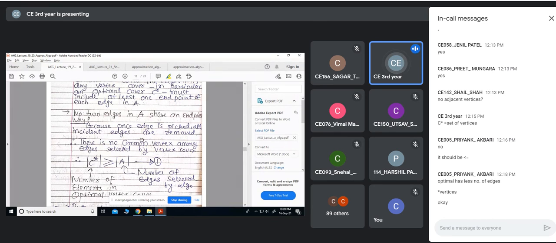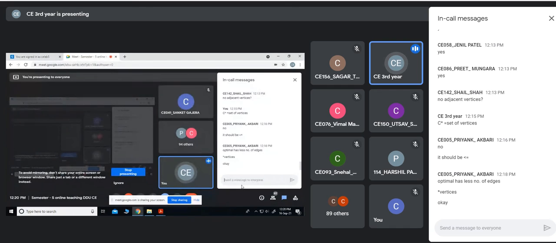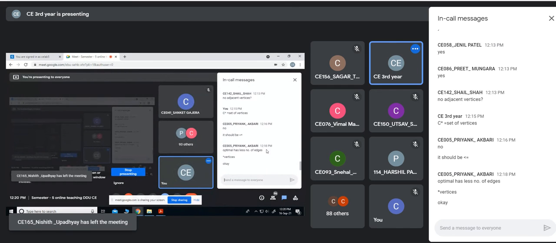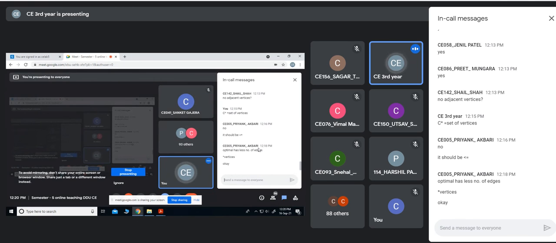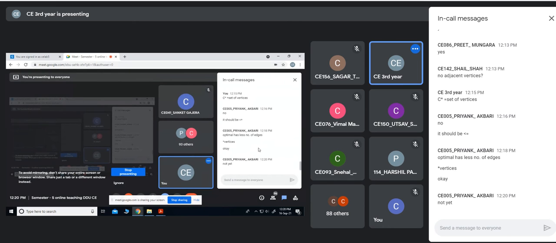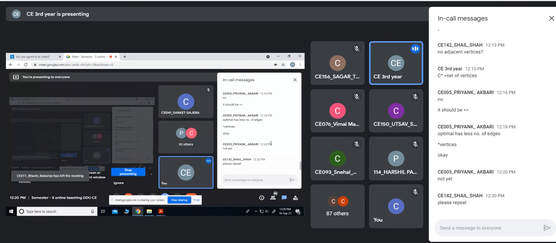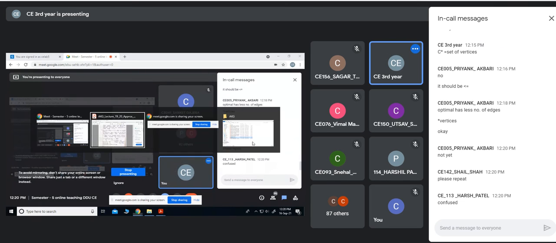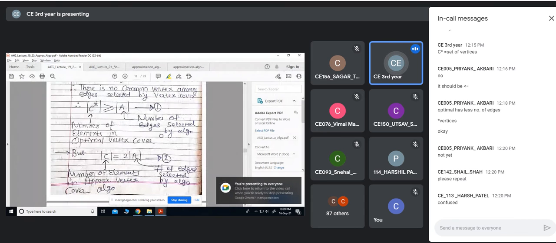Are you getting what I am saying? Shail, Priyank, Janil, is this inequality clear or not? Not yet. About others? Okay, I'll repeat. First let me go to the next point, then let me come back to point one again.